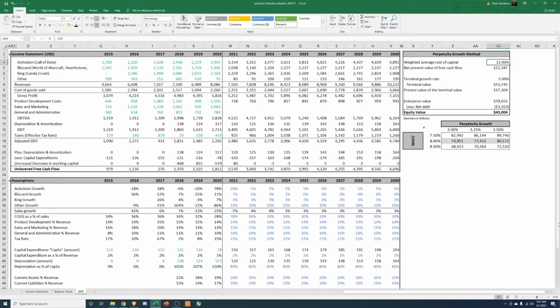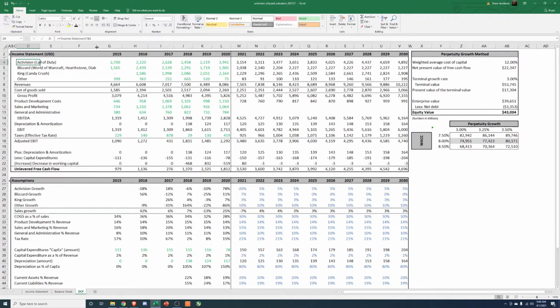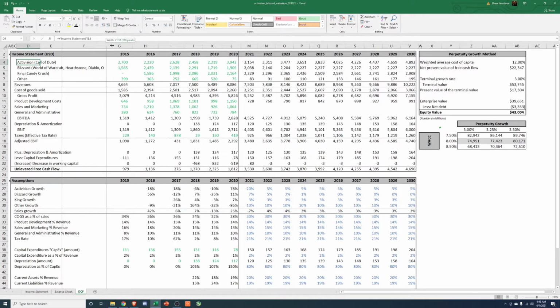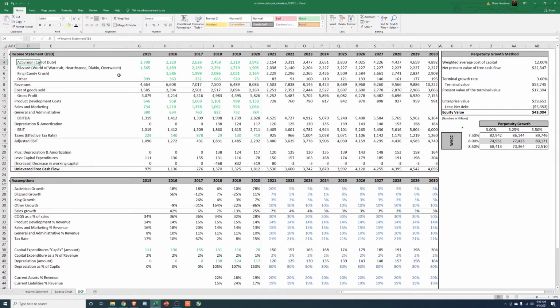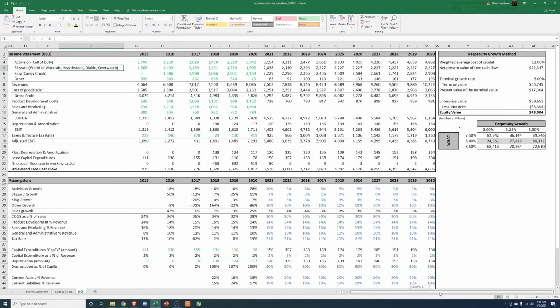My reason being on that is 76% of your revenue is concentrated in Call of Duty, World of Warcraft, and Candy Crush. We can see, okay, so Overwatch. But it's pretty risky, right? So NPV of the cash flows, terminal growth rate 3%, just kind of an inflation, gives you a terminal value, present value that. Less net debt.